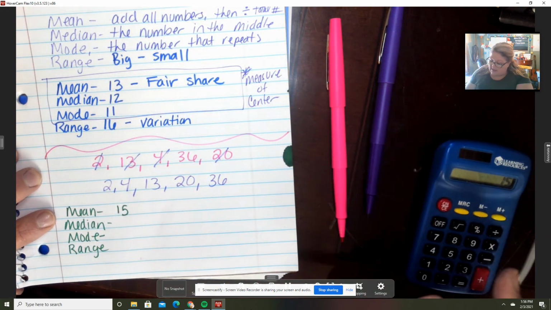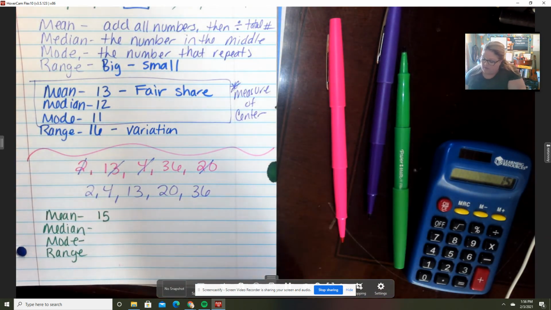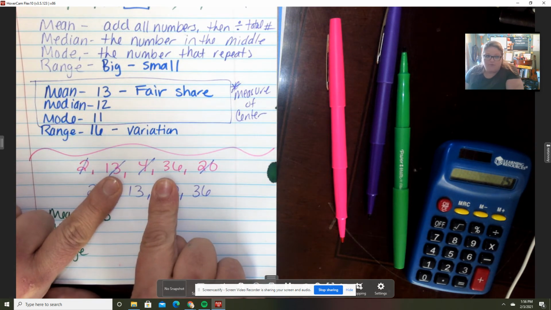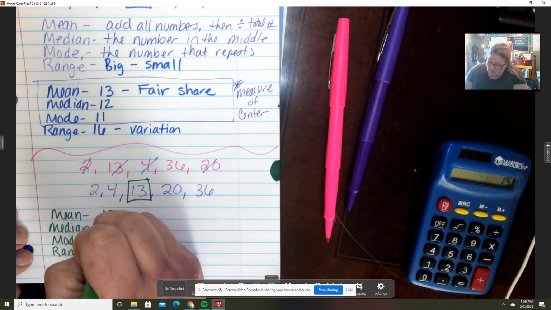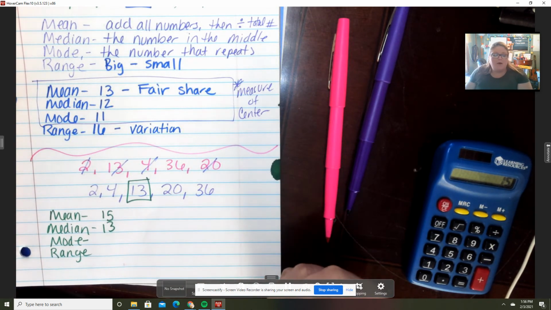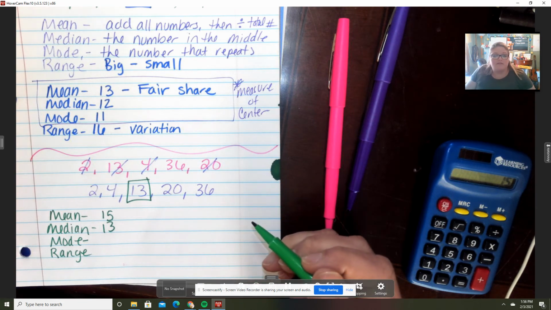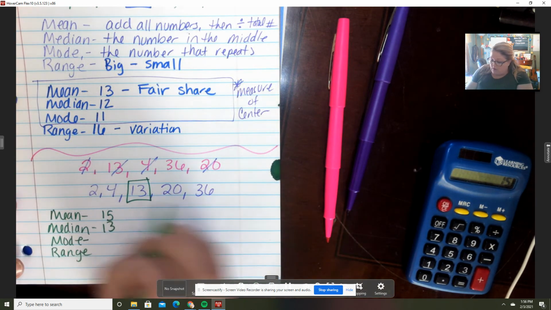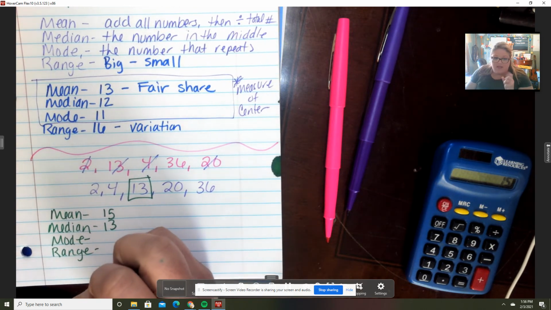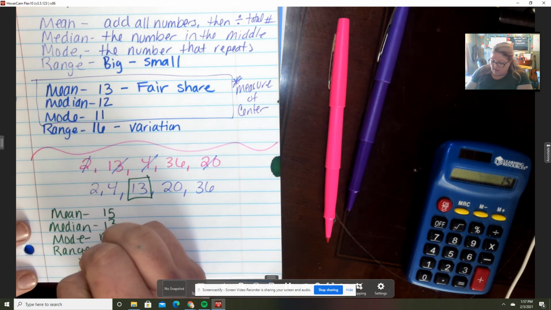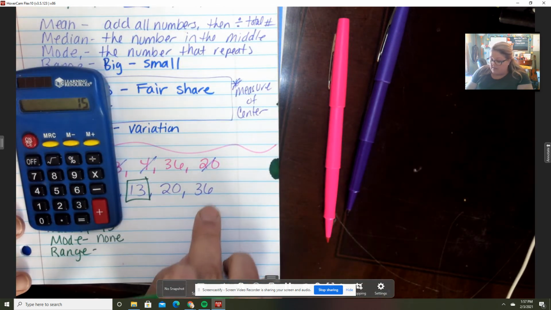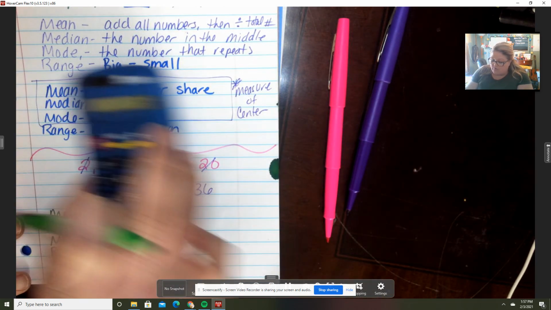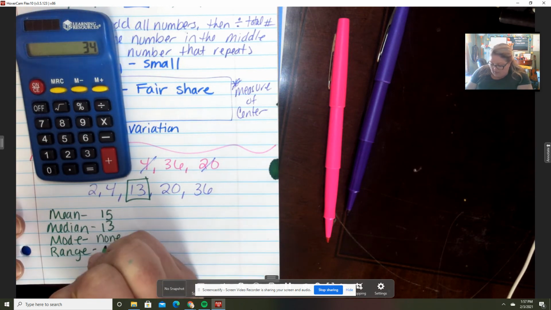All right, so my median, remember it's very scientific. Boop, boop. So 13 is the center. 13 is the actual center. Mode, is there a number there that repeats? No. There's no number that repeats. And because of the last one, I said we cannot put 0, because that'll look like it's a number. So we're going to put none. And then the range is big minus small. So I'm going to take 36 and subtract 2 from it, which is 34.